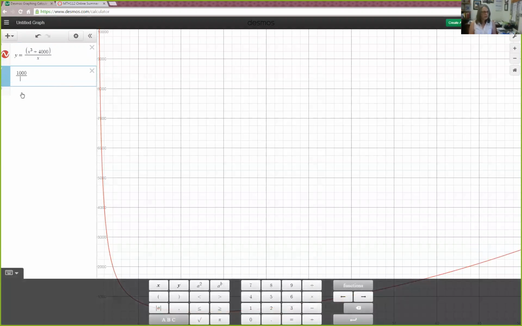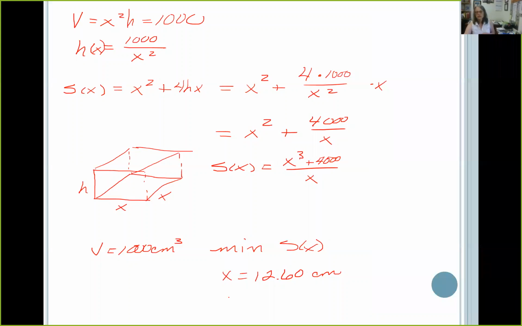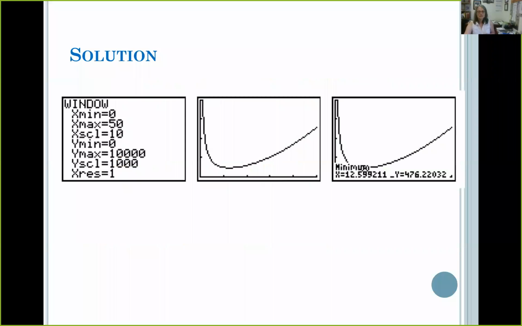1,000 divided by 12.6 squared is 6.30. So my height will be 6.30 centimeters. Notice this is not in the regime where my height is greater than my base. That's okay. Okay, if you have any questions, let me know.